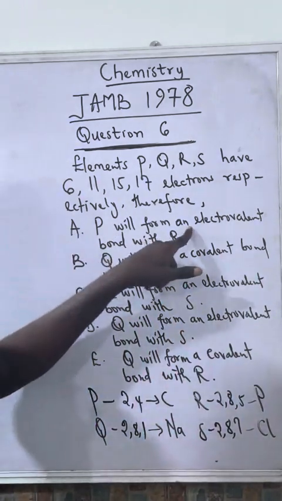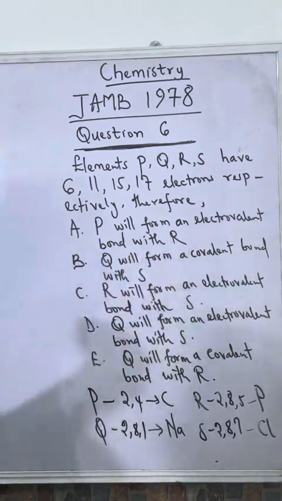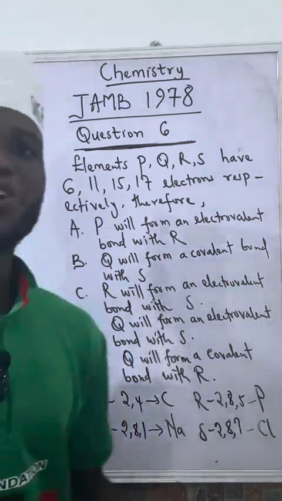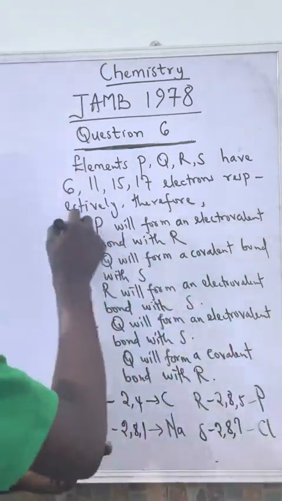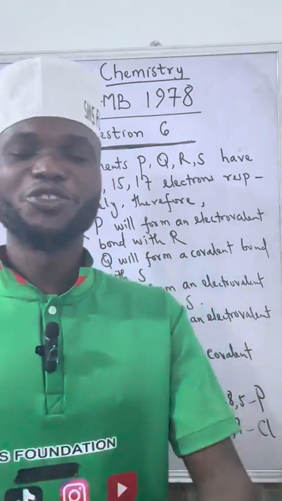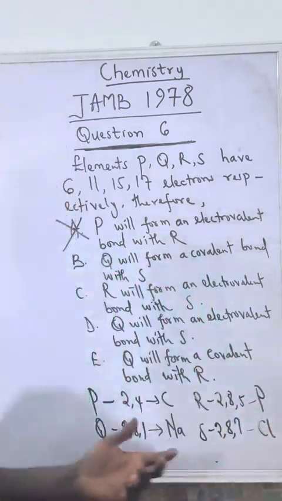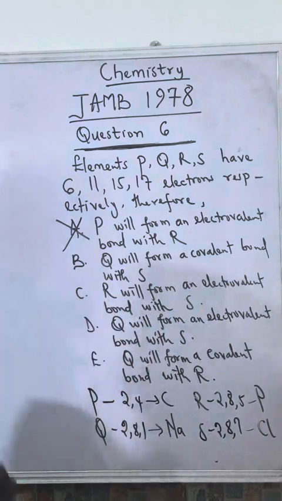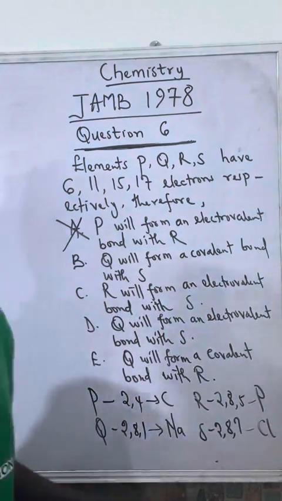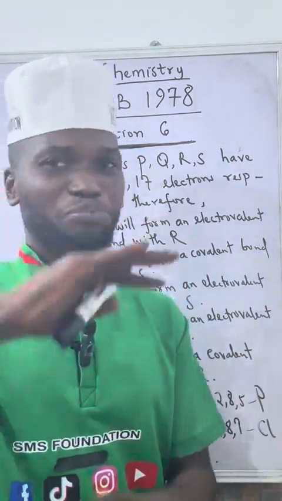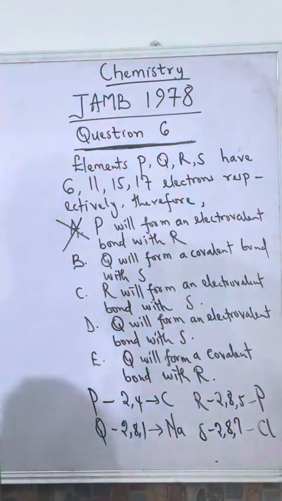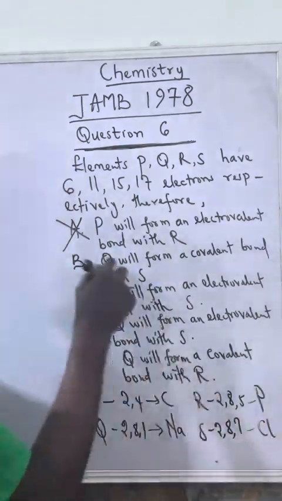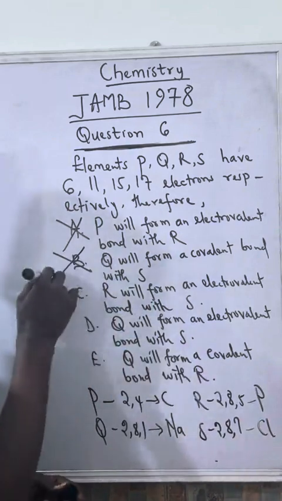So P will form an electrovalent bond with R. Where is R? R is 5. So P is carbon. Carbon does not form electrovalent bond. So that's wrong. Carbon always forms covalent bond with whatever element it wants to combine with. So let's go for B. Q will form a covalent bond with S. Q is sodium. Sodium is a metal. Metals do not form covalent bond. They rather transfer the electron that they have in their outermost shell. So sodium is not a covalent element. So B is also wrong.